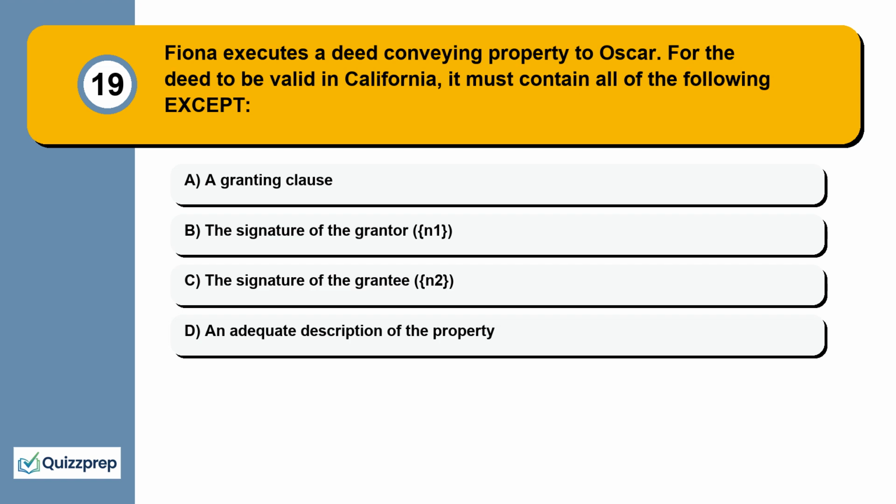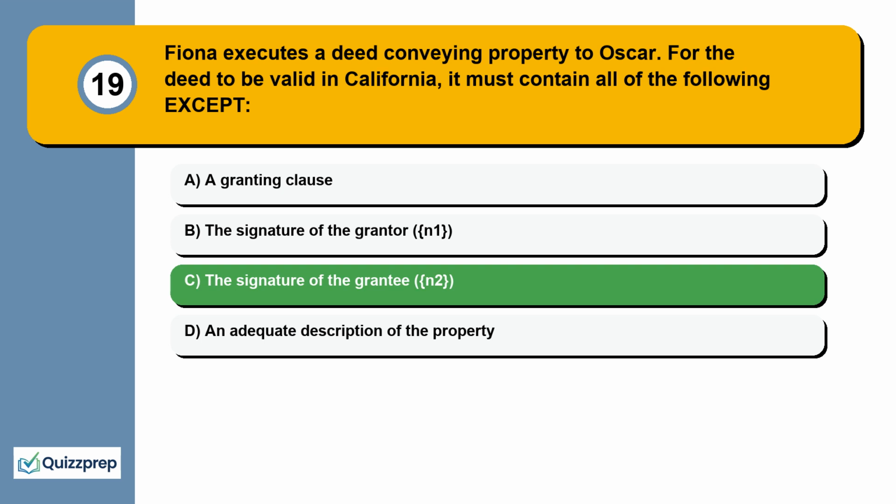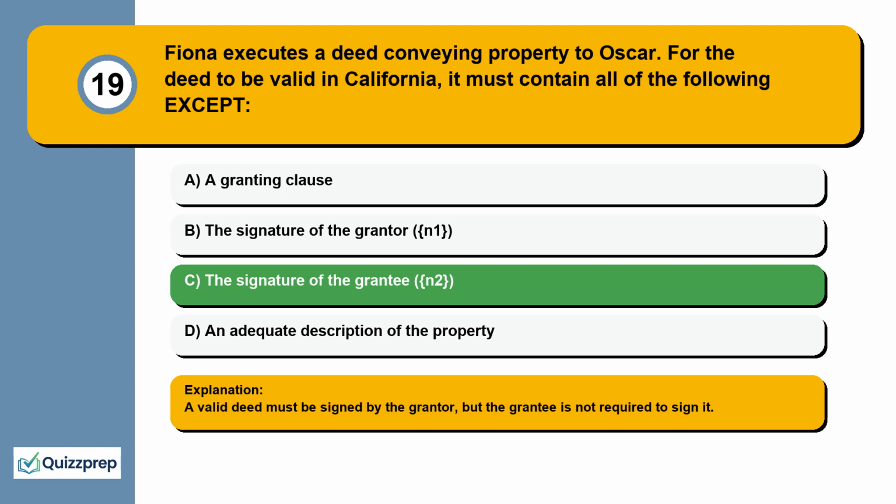Question 19. Fiona executes a deed conveying property to Oscar. For the deed to be valid in California, it must contain all of the following except a granting clause, the signature of the grantor, the signature of the grantee, an adequate description of the property. A valid deed must be signed by the grantor, but the grantee is not required to sign it.